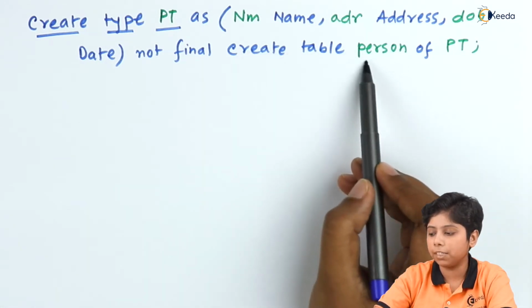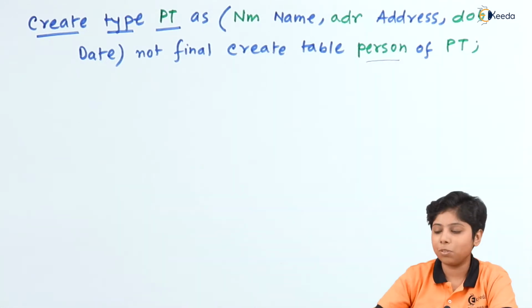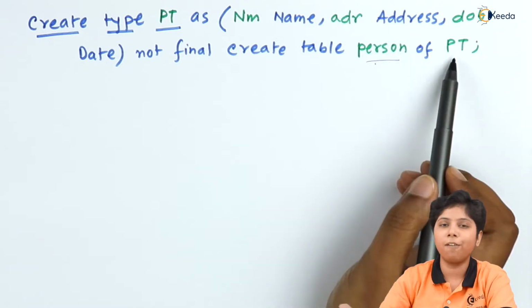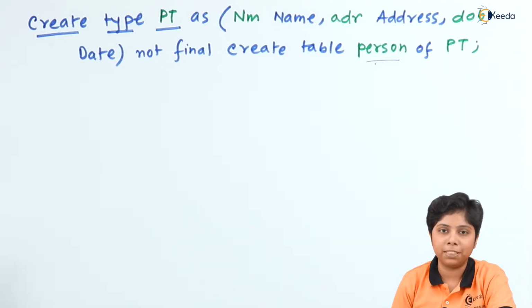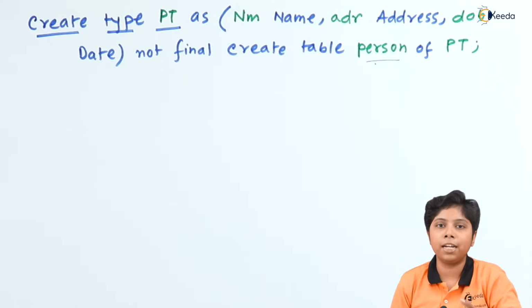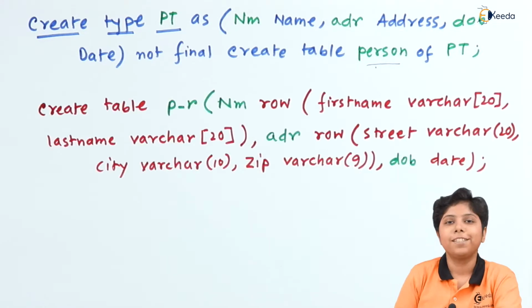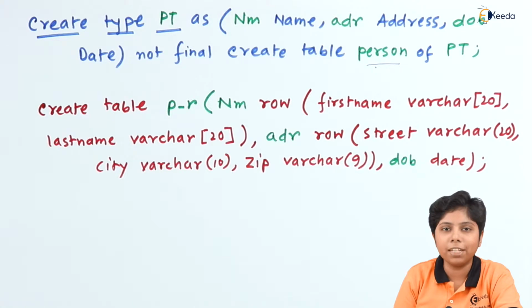Create table person of PT, that means we are creating a table person of type person type, or PT. Now all we are mentioning here is an unnamed row. So we can even name a row using the syntax of a structured type. See, now we can give even the complex data type as a row type naming.